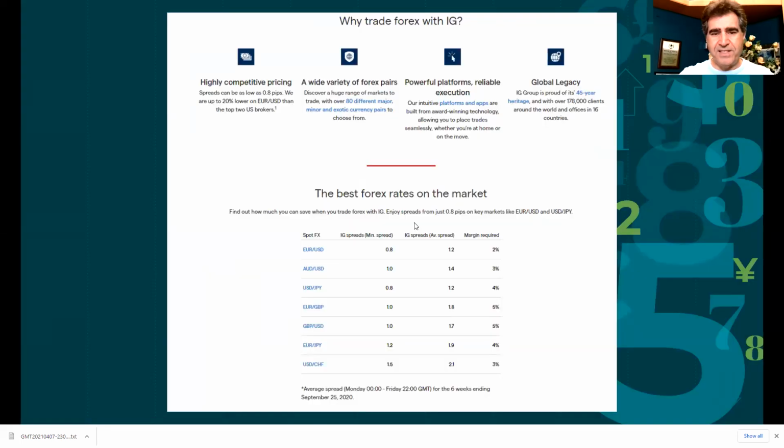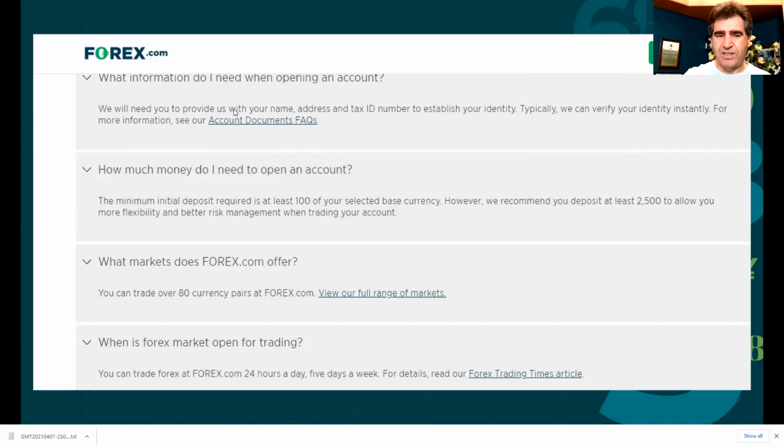I want to go a little further again. So this is from ICM. They show you some of the pips, the spreads, and they have the best rates. So you can, again, look deeper into those. And then from forex.com, which I'm familiar with, some of the questions: what do I need to open an account? How much money do I need? Some places actually allow you to do $200, by the way. Because again, we have the mini and micro, so you can invest with any amount.